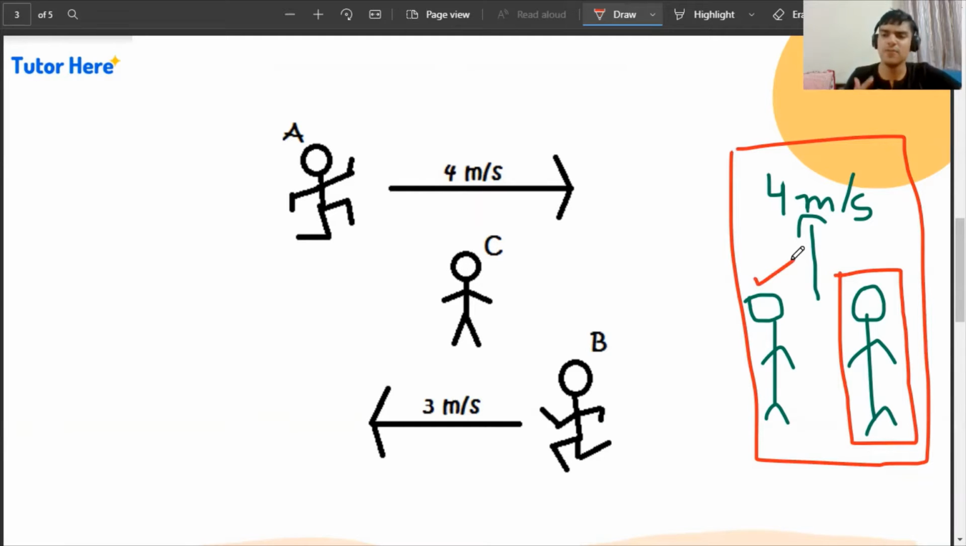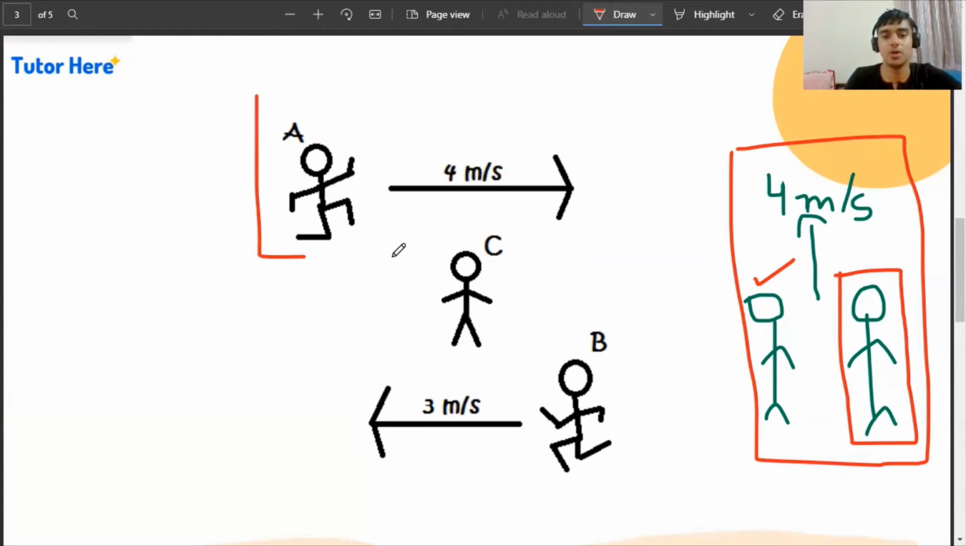If you think about it, if you're running at 4 meters per second and your friend is right next to you, if you turn to your right and look at him, he would look stationary to you because both of you are running at 4 meters per second. So from your frame of reference, my friend appears to be traveling at a velocity of 0 because we both are traveling at the same velocity.